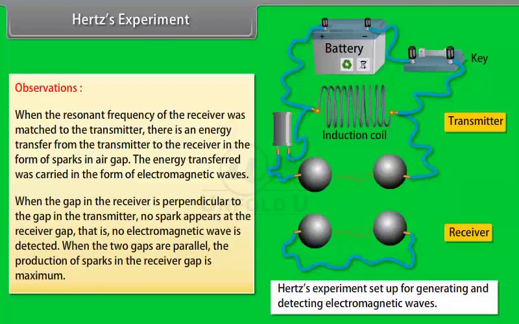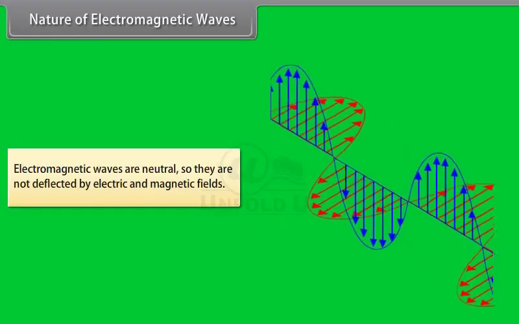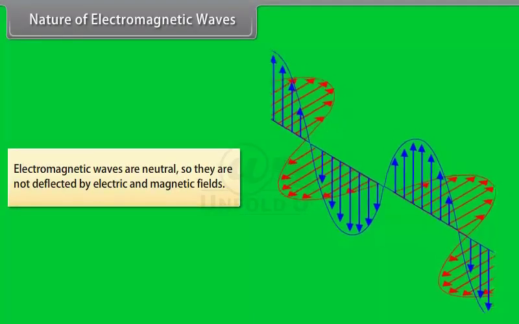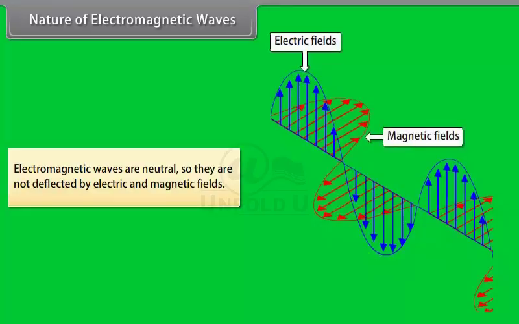When the gap in the receiver is perpendicular to the gap in the transmitter, no spark appears at the receiver gap. That is, no electromagnetic wave is detected. When the two gaps are parallel, the production of sparks in the receiver gap is maximum. Nature of electromagnetic waves: electromagnetic waves are neutral, so they are not deflected by electric and magnetic fields.